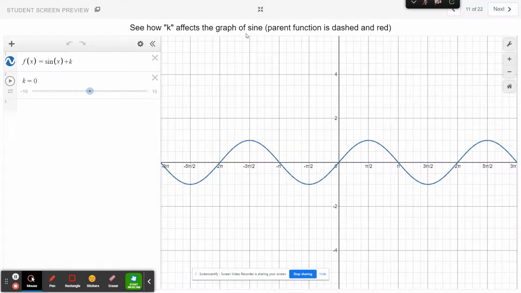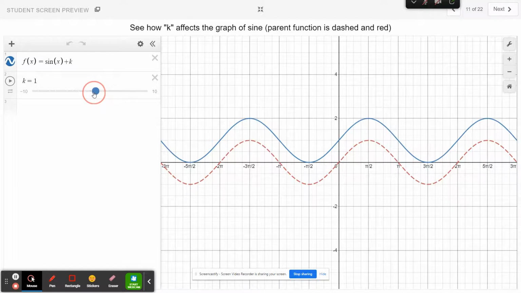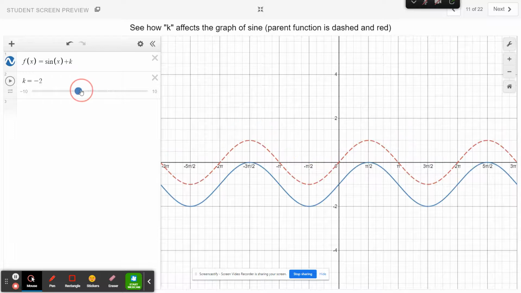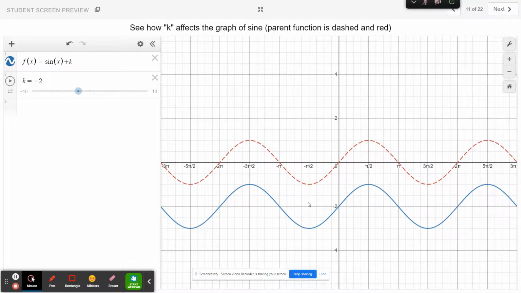All right, how does k affect the graph? So as always, k is going to shift the graph up and down, right? So if I make k 1, you can see how the graph went up 1 unit. It went from 0, 0 to 0, 1. It went from pi halves, 1 to pi halves, 2. If I make k negative, now it's going down 2 units, right? It went from 0, 0 to 0, negative 2. It went from pi, 0 to pi, negative 2. You can clearly see it's shifted down 2 units.